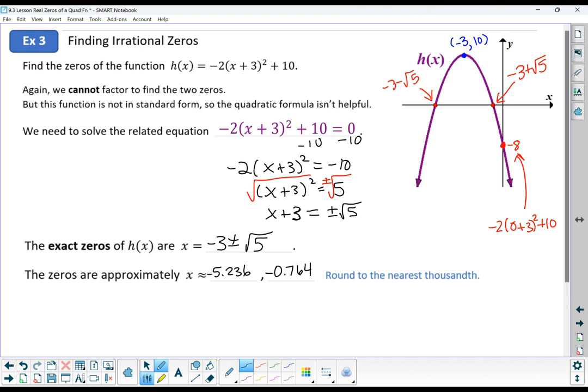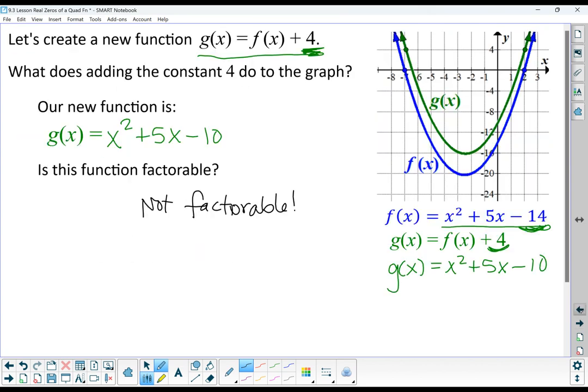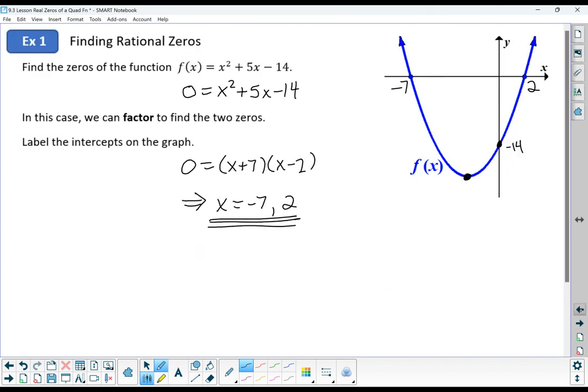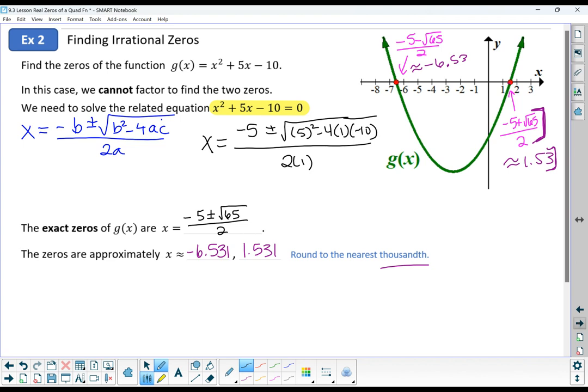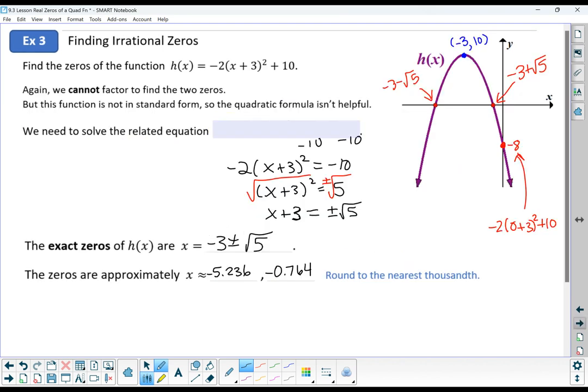Those are irrational numbers. So just to summarize what we've done, if we have a factorable function, we're going to be able to find the two rational zeros by solving that related equation. If we have a function that's not factorable but is in standard form, we can use the quadratic formula to get the two zeros. Exact would mean that you're leaving it in radical form. Approximate would be that you're finding the decimals and rounding them to a given number of decimal places.